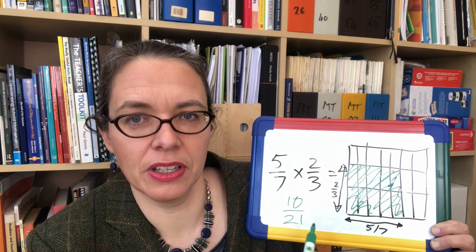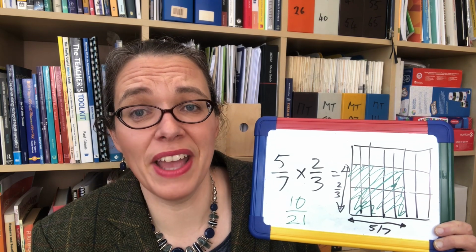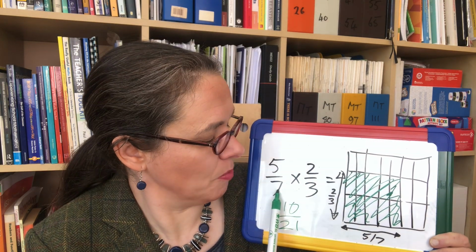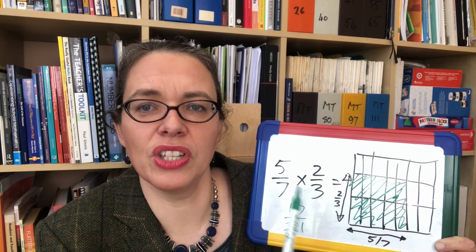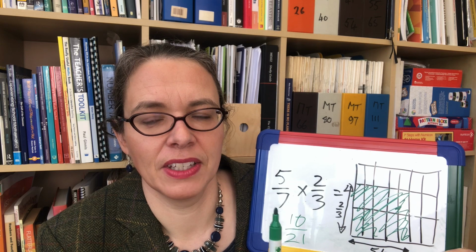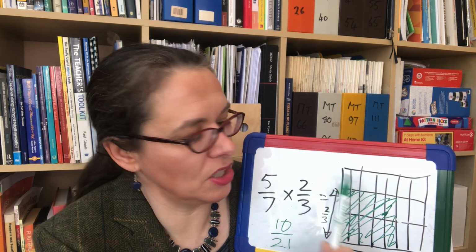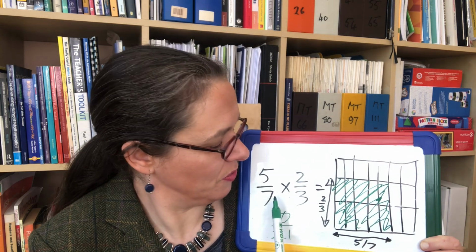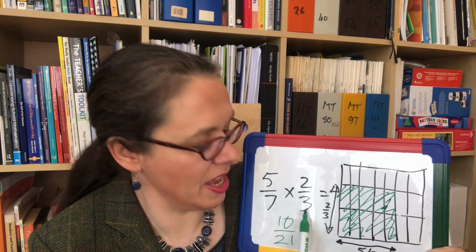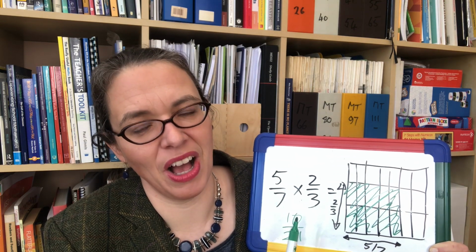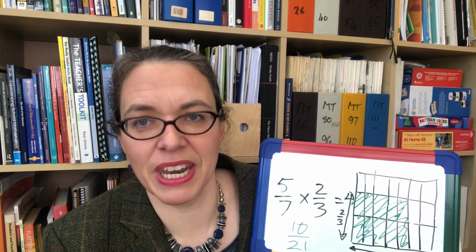Now at this stage, it's worth taking the time to notice what's going on here. Because this 21, the total number of parts, always comes from splitting the total shape into this number of parts in one direction and that in the other. So the total number of parts can always be found by multiplying the denominators. Just make sure that you're comfortable with that. The total number of parts in the whole square comes from multiplying the denominators, because you've split the square into this many parts one way and this many the other. So if you multiply those numbers together, you get the total number of parts in the whole square, and therefore the denominator for your answer.